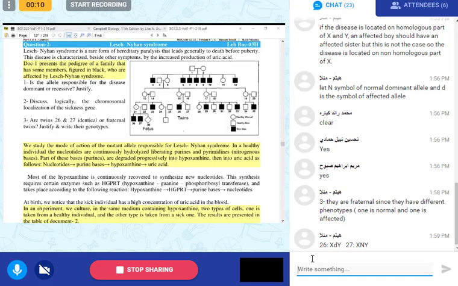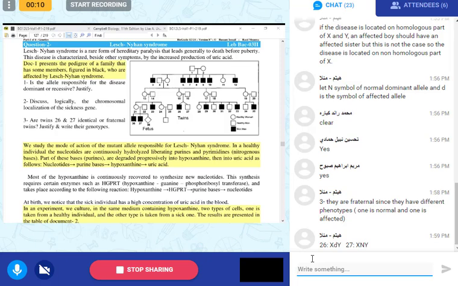Part of these purine bases are degraded progressively into hypoxanthine, then into uric acid as follows: nucleotides, purine bases, hypoxanthine, uric acid. This is the normal process. Yes. Okay, most of the hypoxanthine is continuously recovered to synthesize new nucleotides.